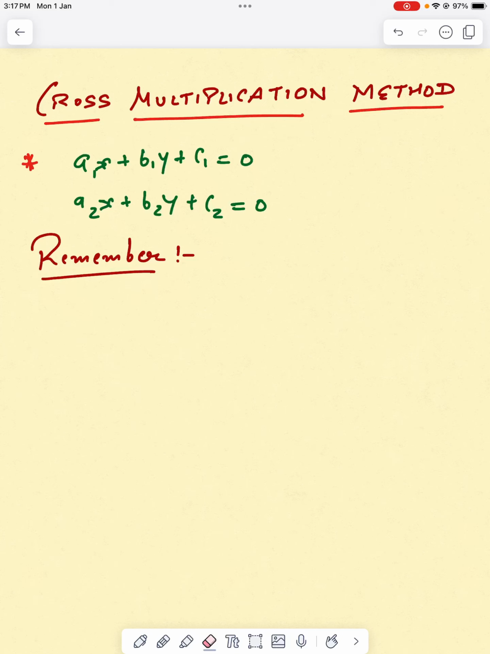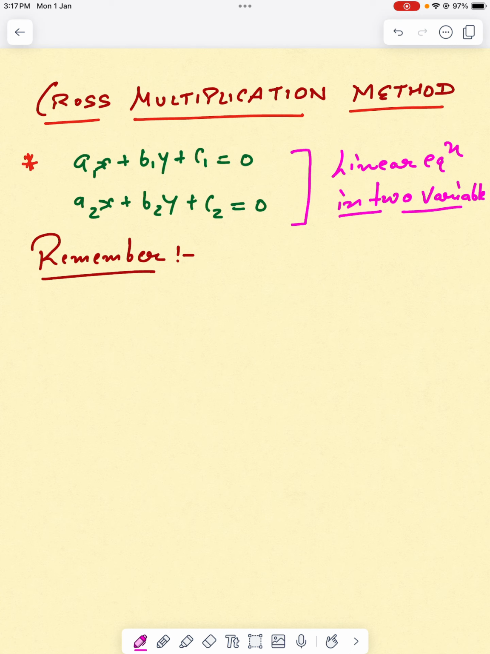We will learn the cross multiplication method. This method is used when we have a pair of linear equations in two variables. This is a very important method from your examination point of view.